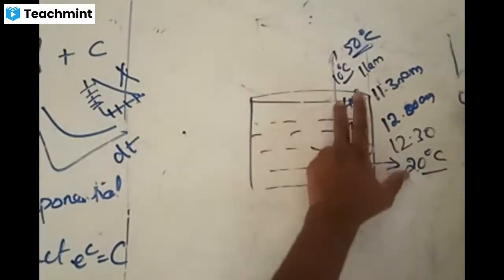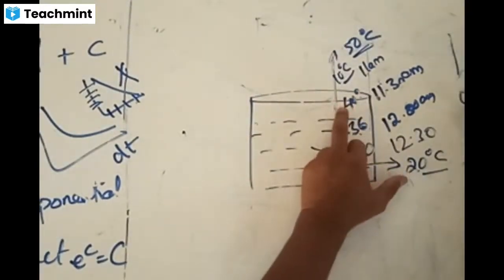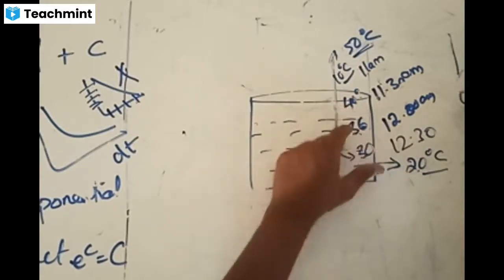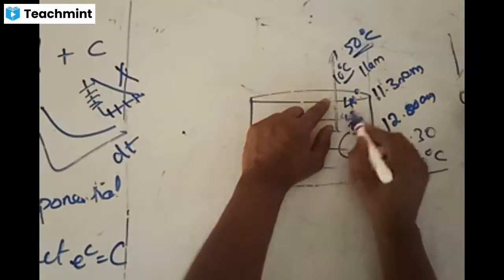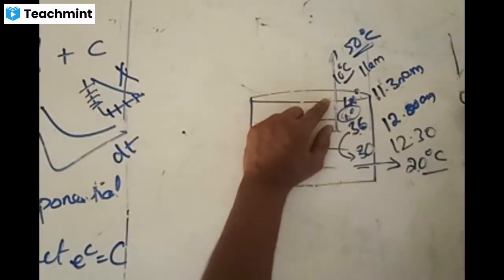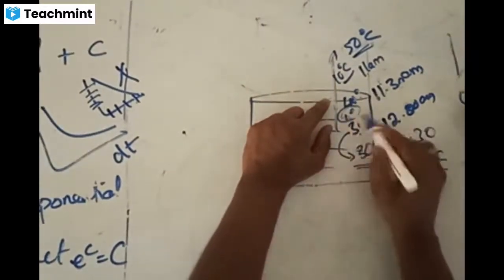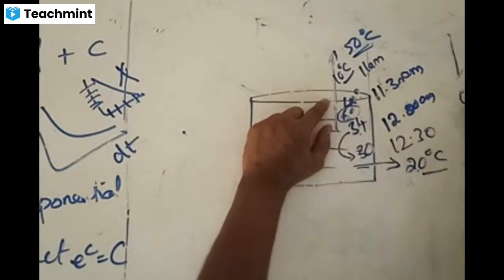The present temperature and the room temperature. How much is the difference now? The difference is 20, which means the temperature difference is less. Accordingly, the loss is also less. How much loss takes place? 4 degrees, or let us say 6 degrees.